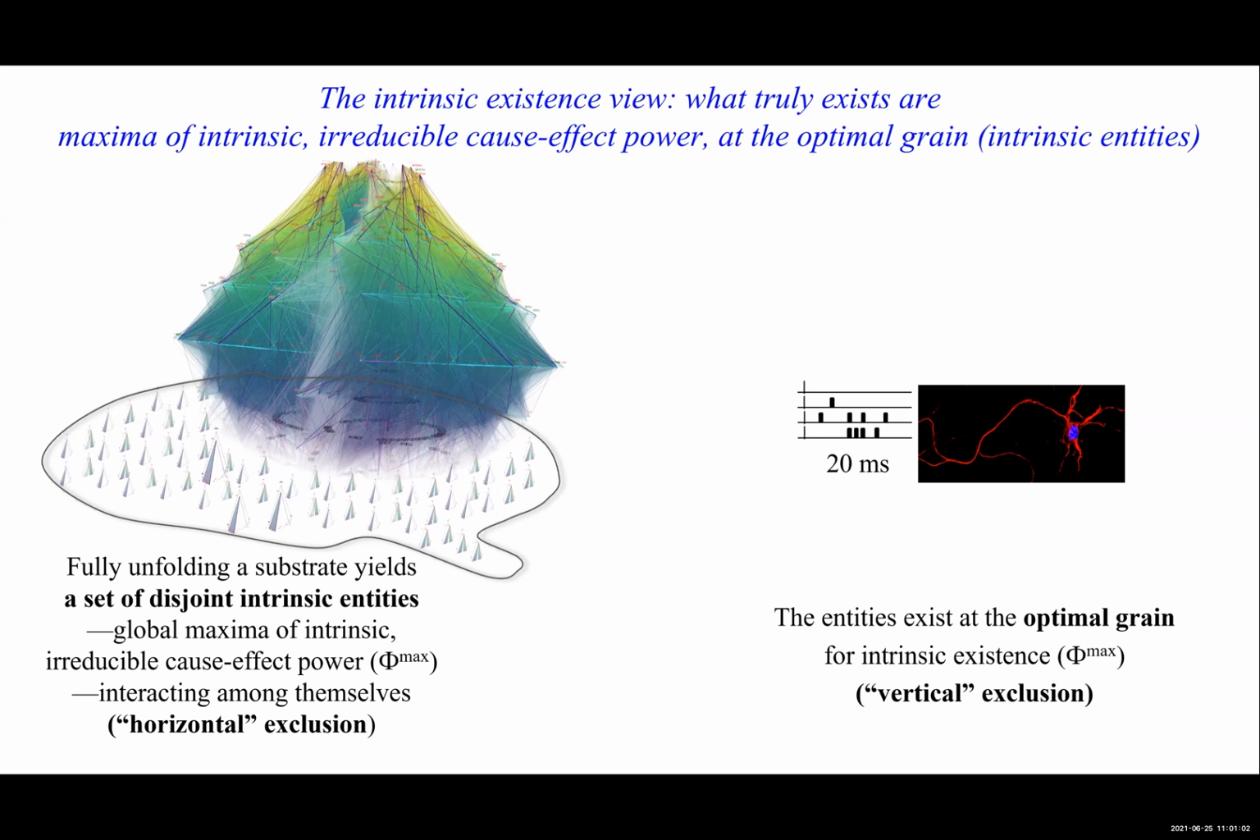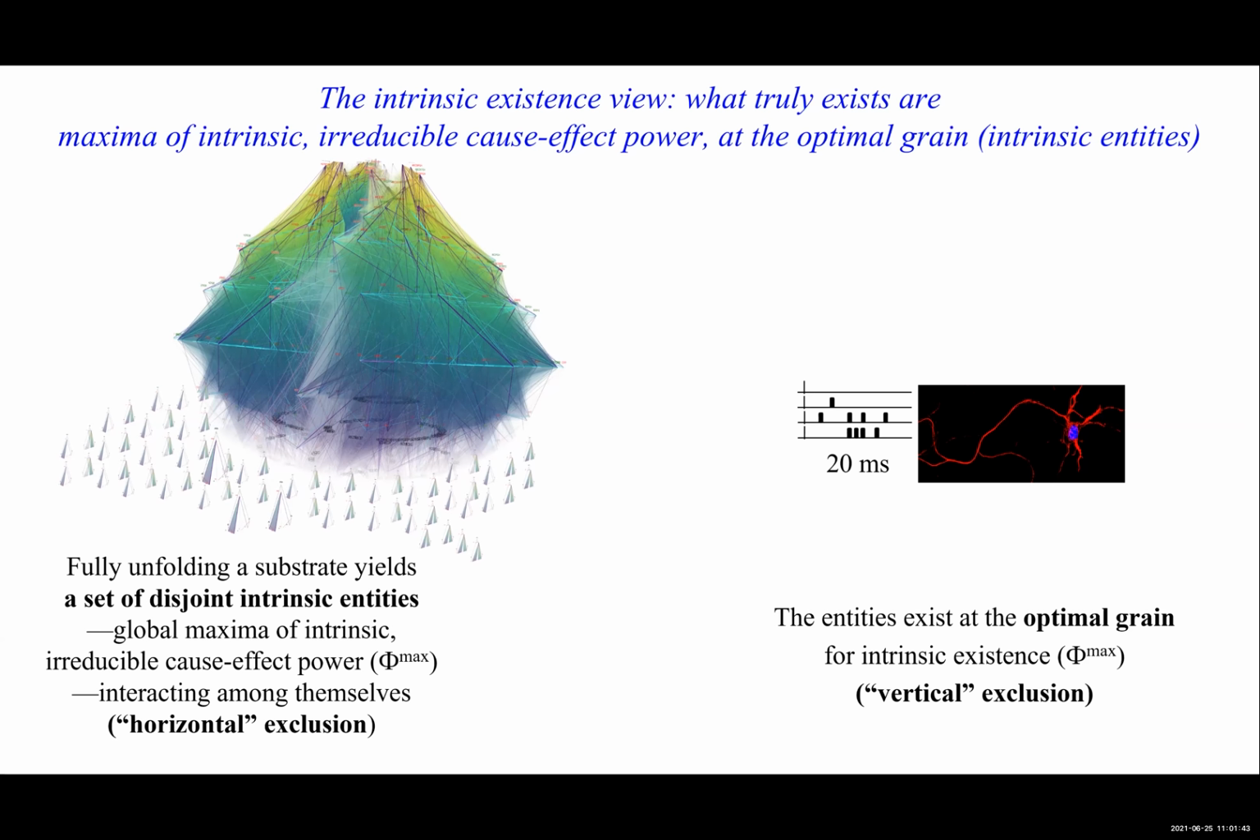IIT requires that you in principle would unfold it completely, and once you do this full unfolding, when you see all its causal powers, it will yield, for instance, one giant intrinsic entity, one giant cause-effect structure indicated here, sort of like a giant cruise ship, if you wish, surrounded by a huge number of little sailing boats, as it were, which are these mini entities like the cerebellum and probably parts of prefrontal cortex and all kinds of other things. And they are disjoint. None of these entities overlap.